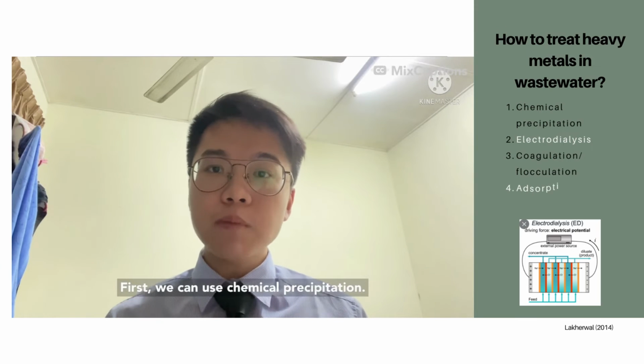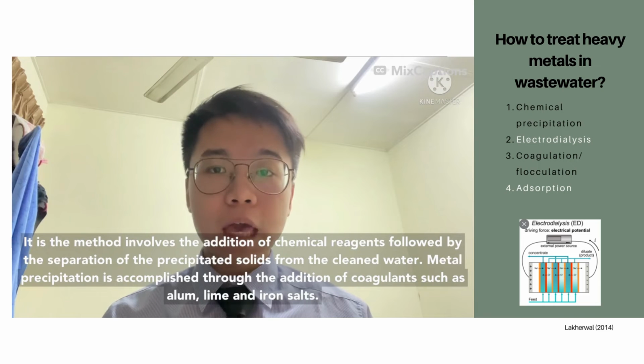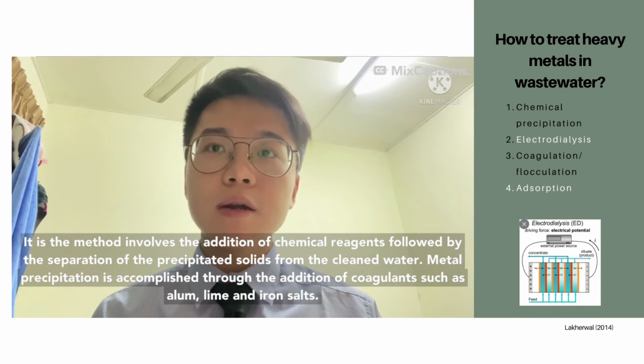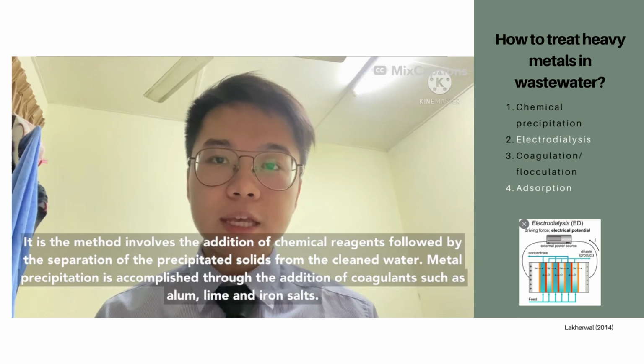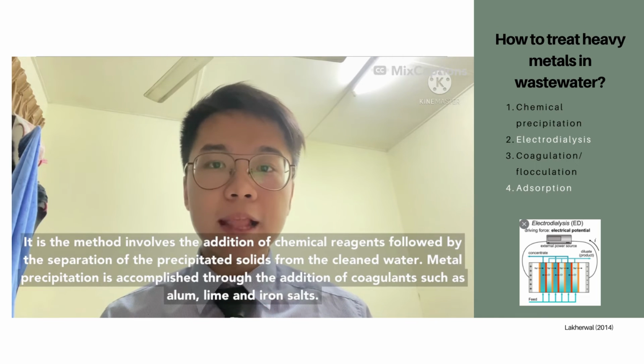First, we can use chemical precipitation. It is a method that involves the addition of chemical reagent, followed by the separation of the precipitated solid from the clean water. Metal precipitation is accomplished through the addition of coagulants such as alum, lime, and iron salts.